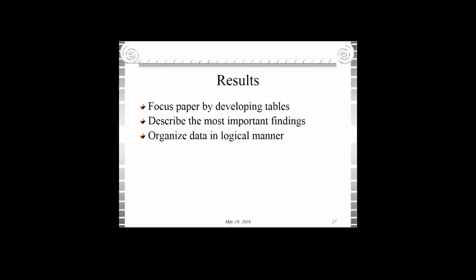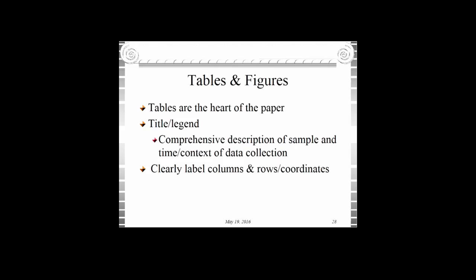The results: you want to track your objectives or your research questions and talk about the most important findings. You don't go line by line. Some people do: Table 1 shows 50% were men, 50% were women. You don't do that, although some people do. You want to focus on the most important thing and organize it by study objective, and go in a logical progression from descriptive to bivariate to multivariate analysis.